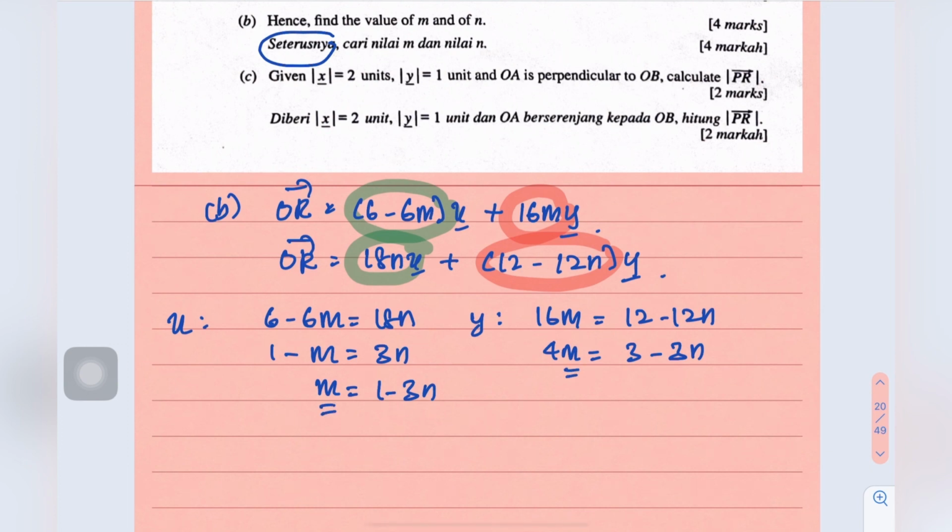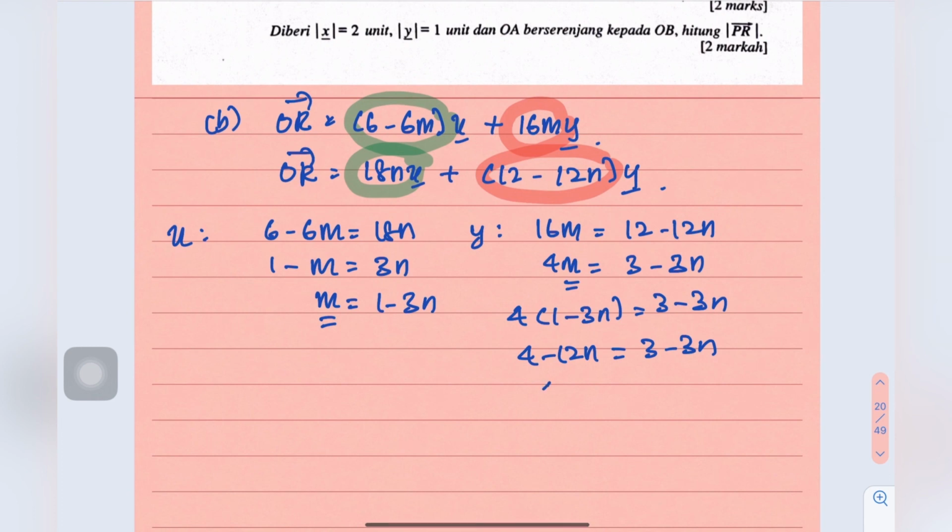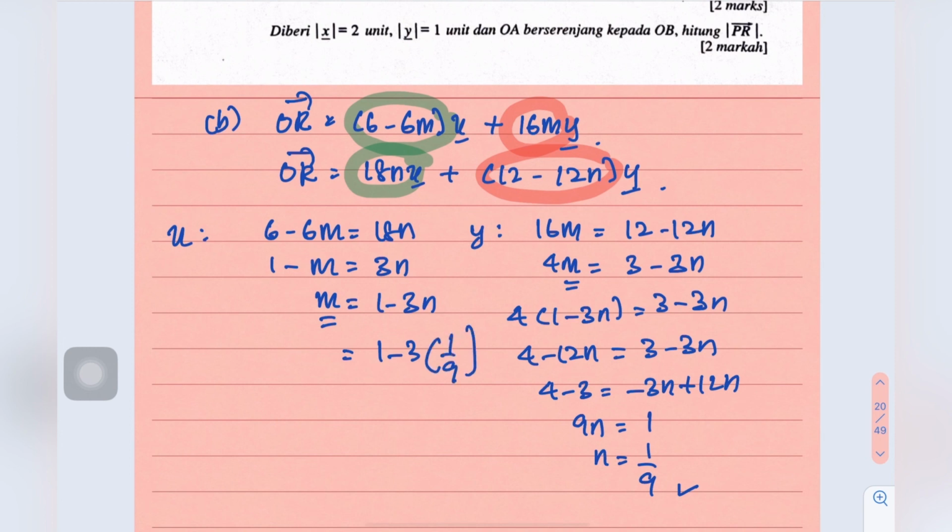So m ni kita substitute lah. So m is 1 minus 3n equals to 3 minus 3n. The rest we just simplify. So 4 minus 12n equals to 3 minus 3n. So 4 minus 3 equals to negative 3n plus 12n. So negative 3 plus 12 is 9n equals to 1, n is 1 over 9. We substitute into m: 1 minus 3 times 1 over 9, 1 minus 1 over 3 is 2 over 3. So this is the value of m and of n.